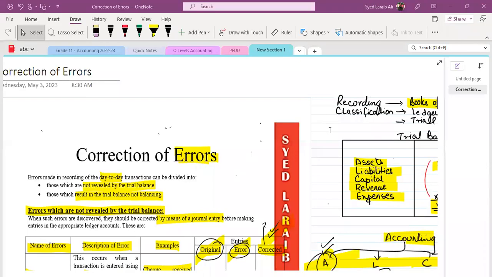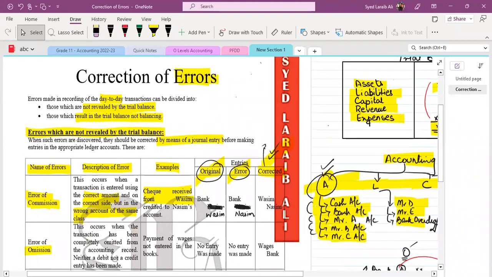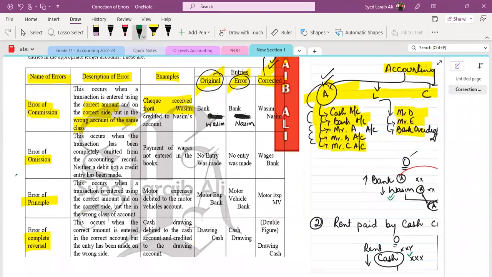All right, so we will continue with the lecture of correction of errors. In the previous lecture, we started off with the errors which are not revealed by the trial balance or which do not affect the trial balance. The first error was already completed, which was error of commission. Today, we are going to start with error of omission.